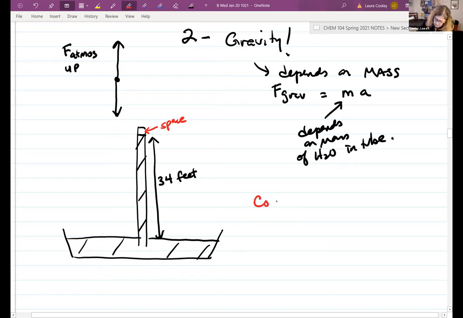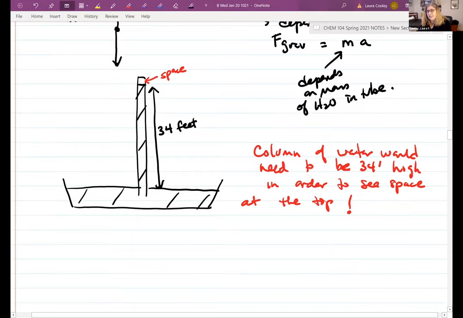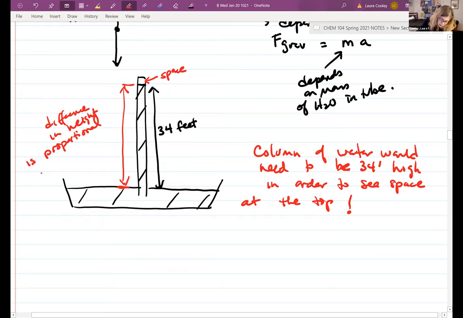So I guess I would have to say that the column of water would need to be 34 feet high in order to see a space at the top. Another kind of astounding figure to me. Anyway, and by the way, this difference in height, that would be 34 feet here, so basically how far that thing went up versus the liquid it came from, is proportional to the atmospheric pressure.